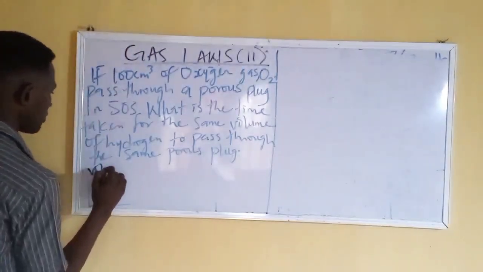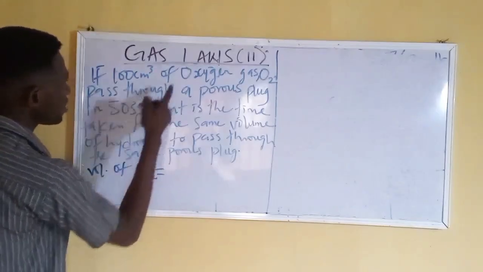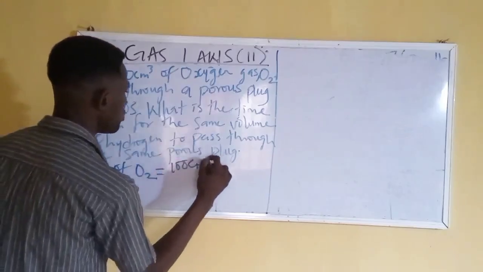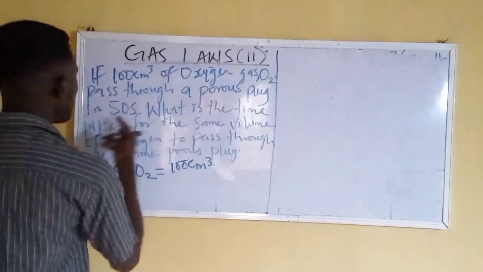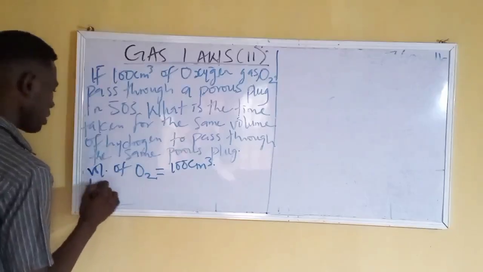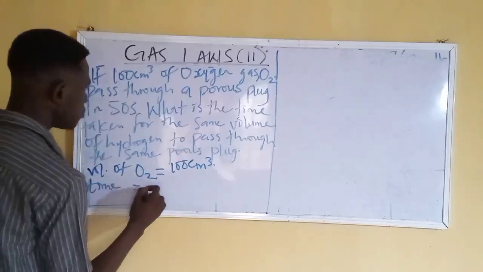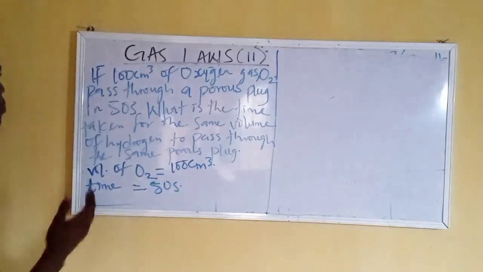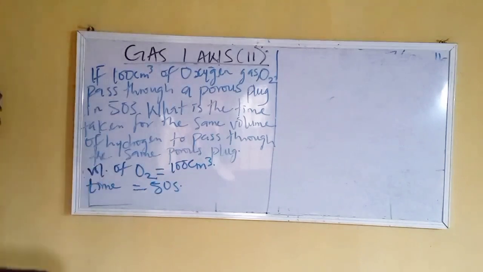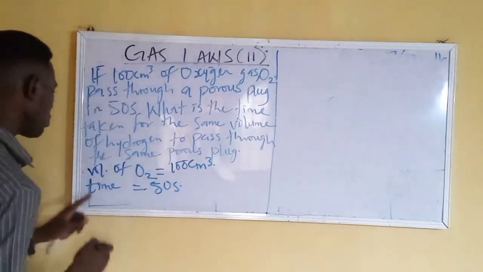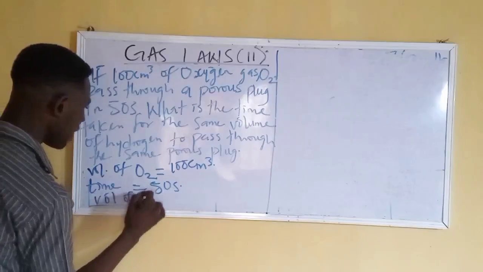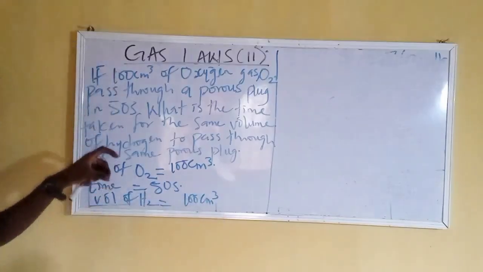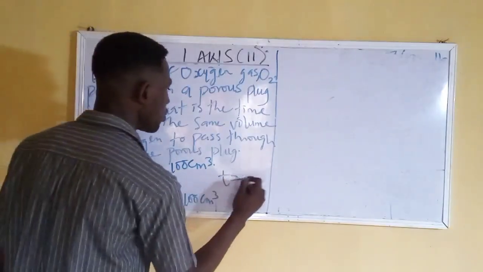We have the volume of oxygen given as 100 centimeter cube. Now it passes through a porous plug in 50 seconds, so the time taken for diffusion is 50 seconds. Now they said what time is taken for the same volume. So that means the volume of hydrogen gas is still going to be 100 centimeter cube. But now we do not know the time taken, so the time becomes unknown.